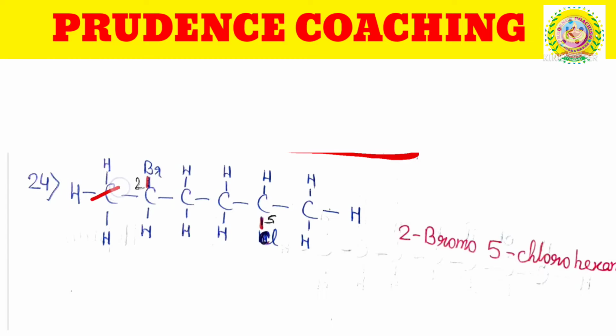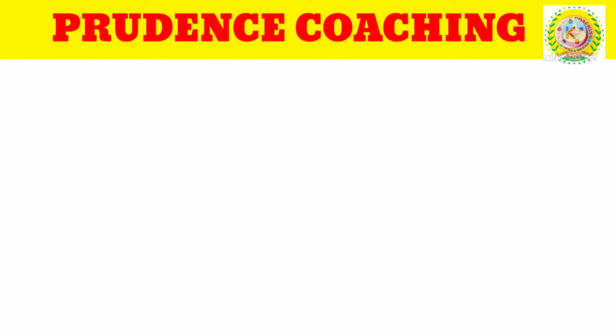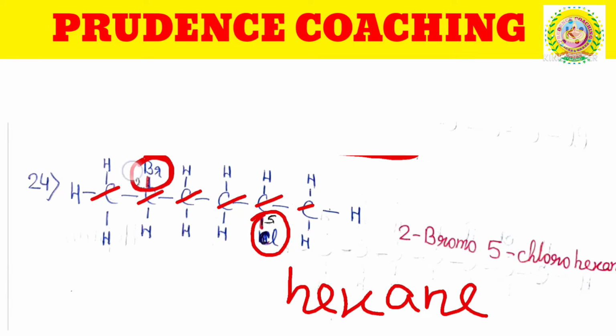So as you can see, how many carbons are there? 1, 2, 3, 4, 5, 6. So you will write here hex. Now we have a single covalent bond between each carbon, so it will be ANE, hexane. Now we have the functional group bromine here, and we have chlorine here. So here also you need to give preference to alphabetical order. You know B comes before chlorine, that is C. So you need to count in such a way that B gets the smaller number than chlorine.